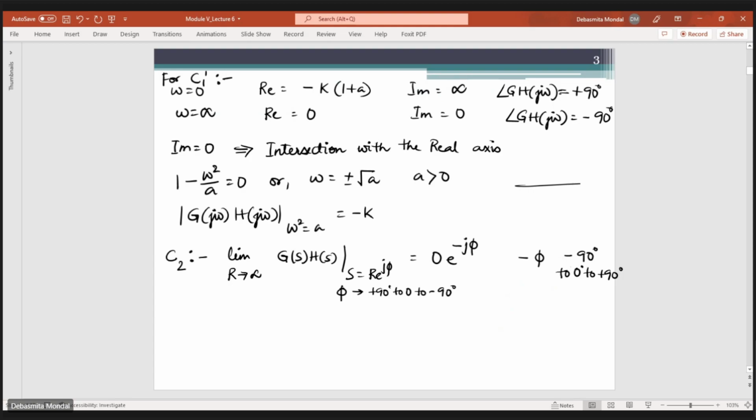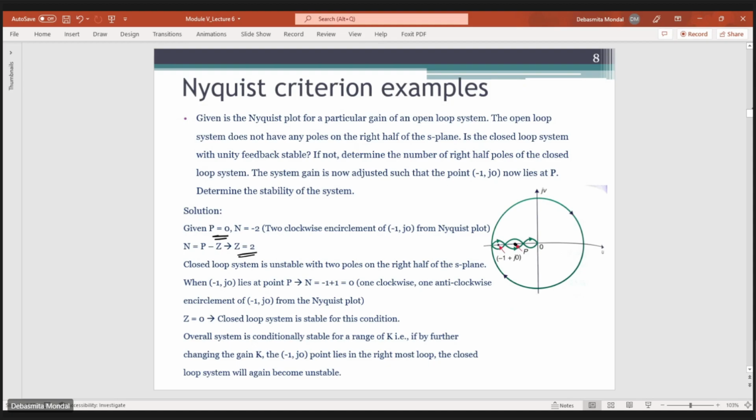If minus 1 plus j0 is lying over here, the total number of encirclements will be 1 in the anti-clockwise direction and 1 in the clockwise direction. So n will be equal to minus 1 plus 1, which is equal to 0, right? In that case, the value of z is also equal to 0, and the closed loop system is going to be a stable system under this condition for that corresponding value of k.